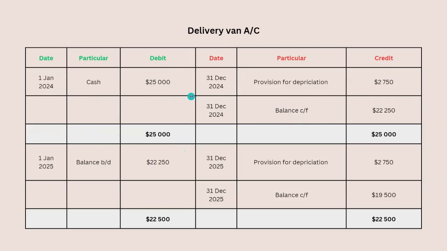And the total of this side is, of course, $25,000 because we don't have anything on the debit side. On the credit side, we did reduce by 2750. Now, this means the value of the asset at the end of the year is 22,250. I'm going to bring this value to the next year and then use the depreciation again for 2025. And then to balance it, I would do balance carried forward, and the value of the asset would be 19,500.